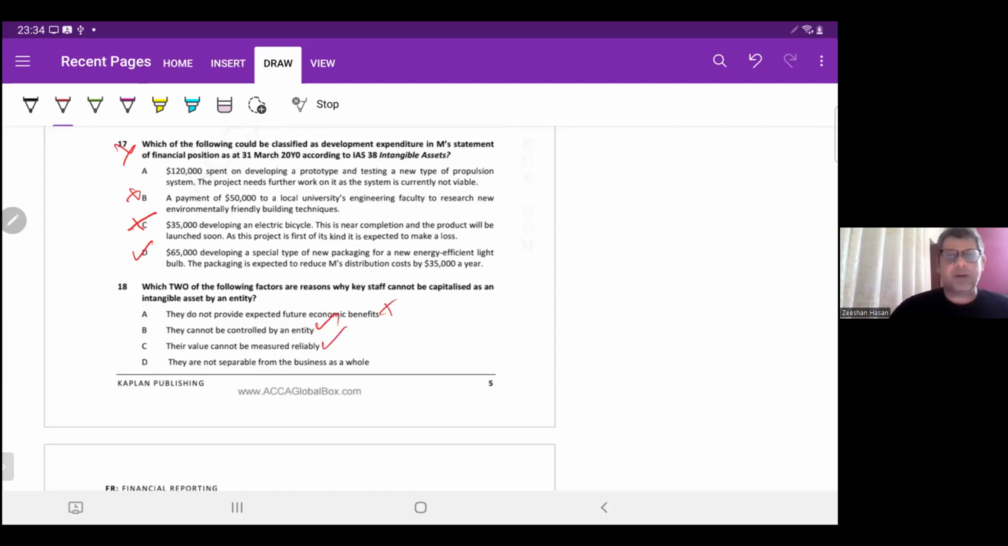Key staff cannot be capitalized as, firstly, they are not controlled by an entity. Secondly, the value that one member of the key staff contributes to an entity cannot be measured reliably.